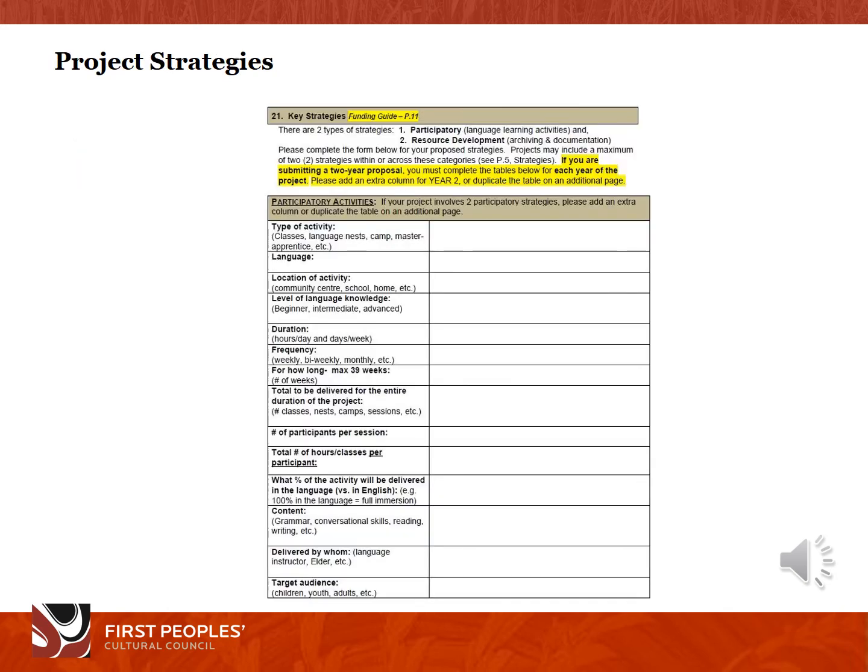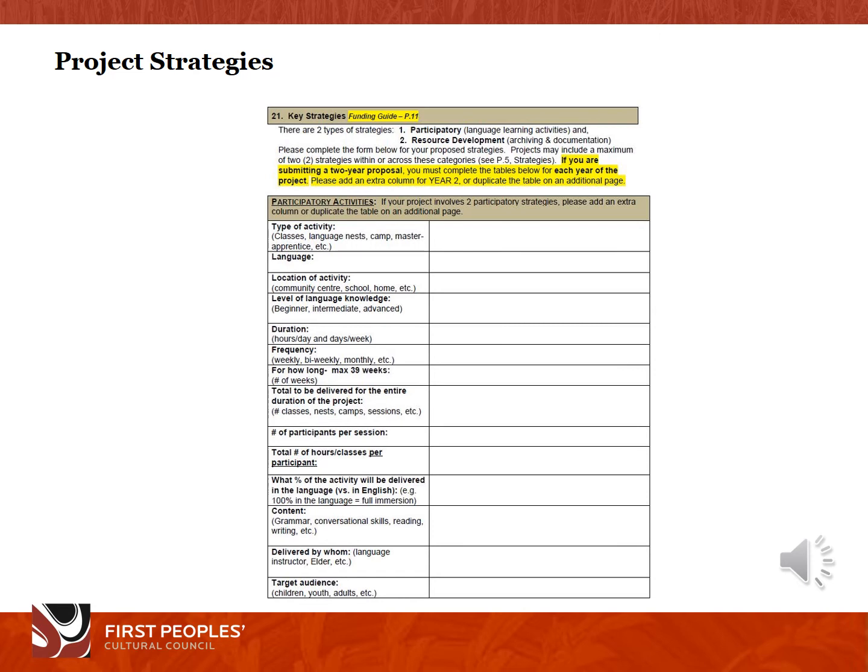There are 2 types of strategies. Participatory strategies include language learning activities. Resource development strategies include archiving and documentation. Projects may include a maximum of 2 strategies either within or across these categories.